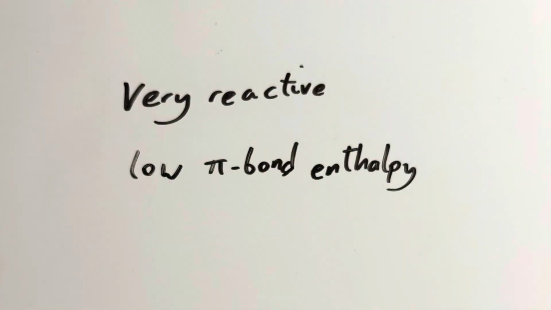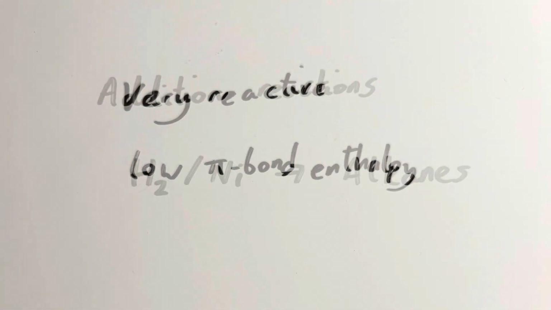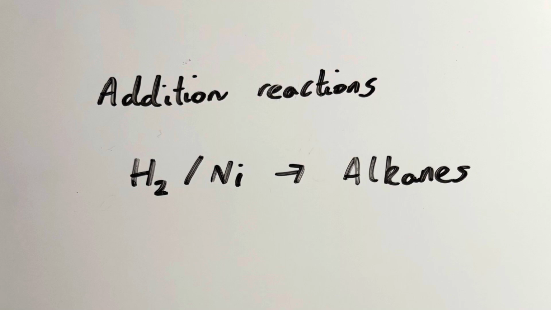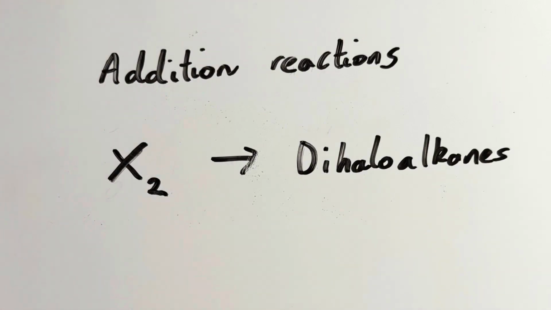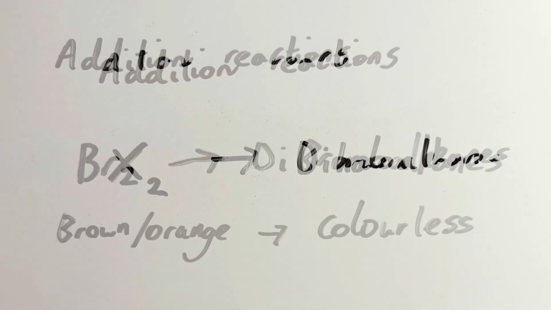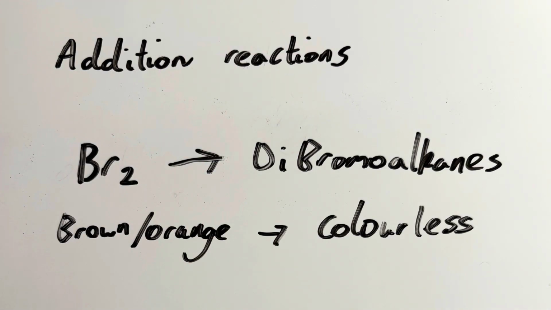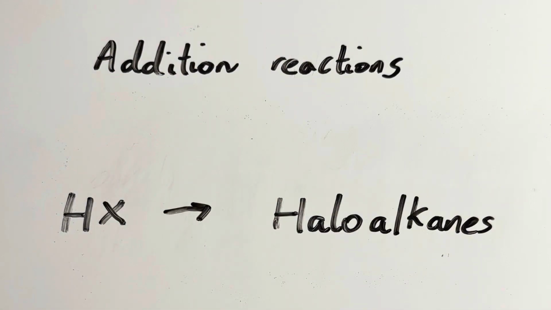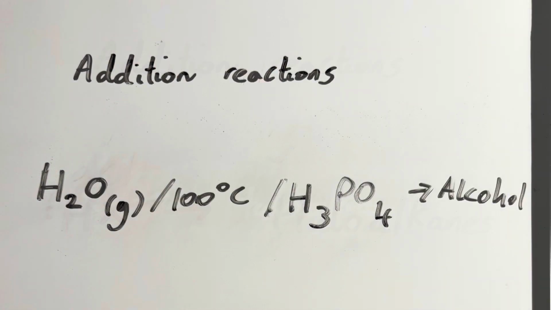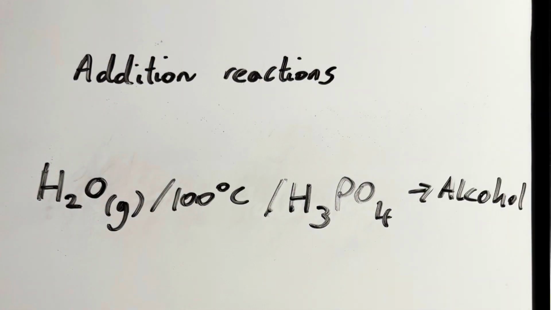Now, alkenes are very reactive, and that's because pi bonds are polar, so they have a really low enthalpy. Because of this reactivity, you can perform addition reactions, where you add hydrogen with a nickel catalyst to create alkanes. You can also add a halogen to create dihaloalkanes, which a specific example the spec says is with bromine, which is obviously the test for alkenes, so it will turn bromine water from a browny kind of orange to colourless. You can also use hydrogen halides to create haloalkanes. Adding steam in the presence of phosphoric acid will give you an alcohol.